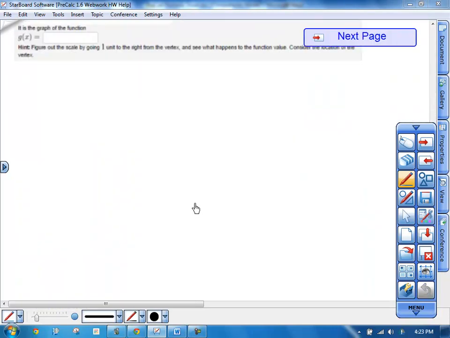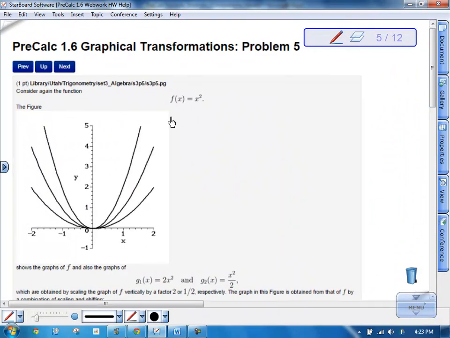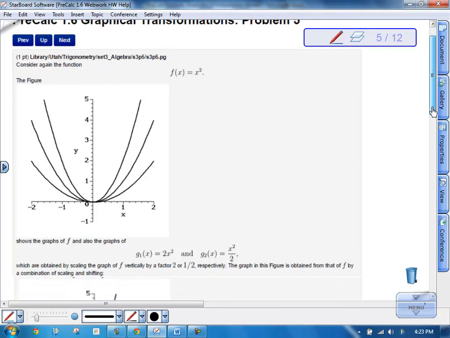Okay, the next one then gives us this function, the standard quadratic. And it shows the graphs of f, these other 2 graphs, which this one has a 2 in front of it, this one's being multiplied by 1/2.